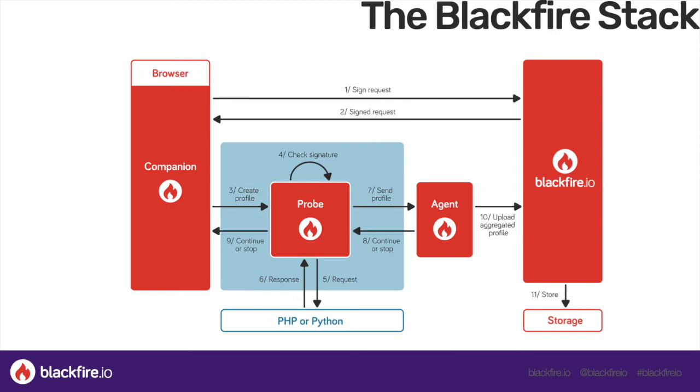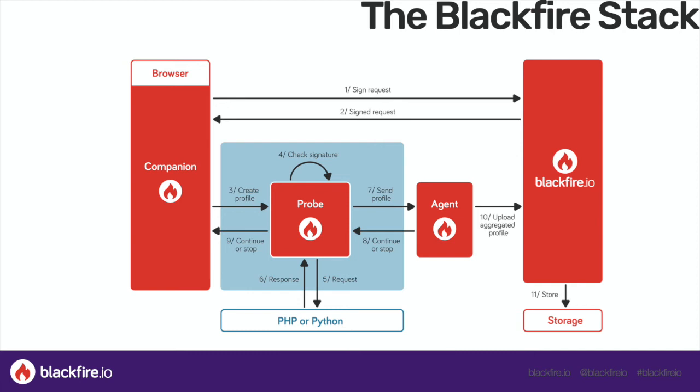And once we have the signed request, we can create a profile and check the signature that we generated before. Is that the correct one? Is that signature really allowed to trigger the probe? And then send the profile information to the agent. At that point, we have collected really all of the information we could, including function arguments, so that you could, for instance, have information on SQL queries. Once the profile is completed, we just kill the process.